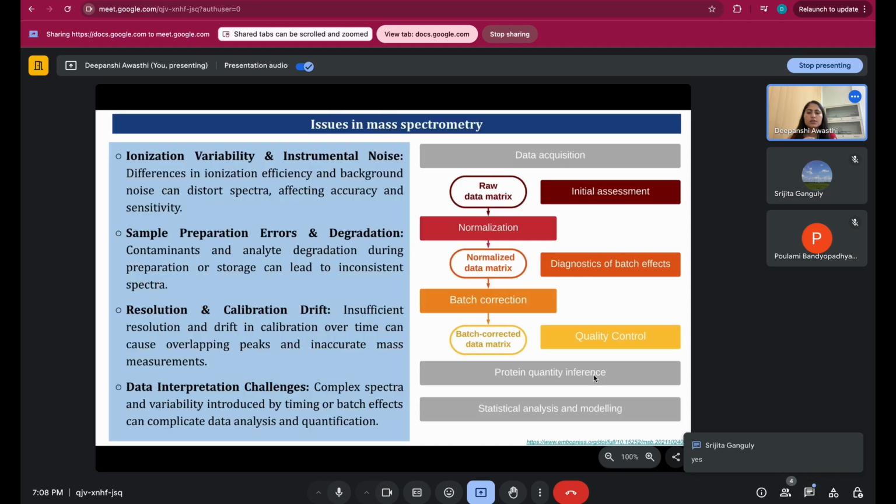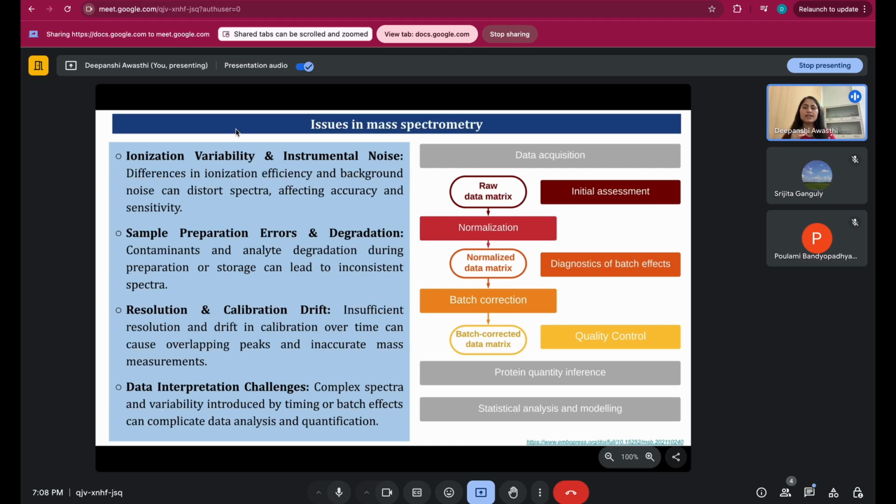Okay, thank you. Now we'll look into different issues in mass spectrometry. These issues are not with the mass spectrometer itself, but depend on the instruments which are used, or on the conditions in which you are performing experiments, the time periods, or the gel which you have prepared. There are different things which could disturb your experiments.